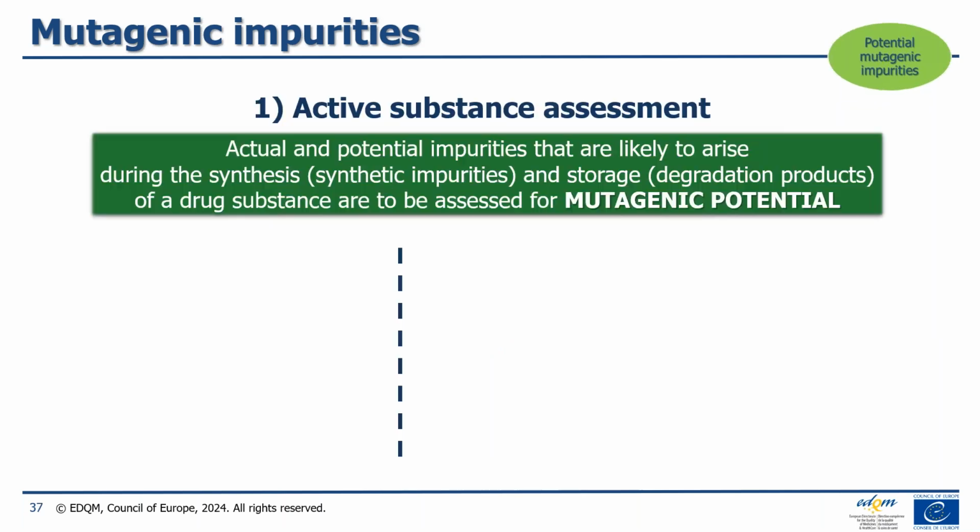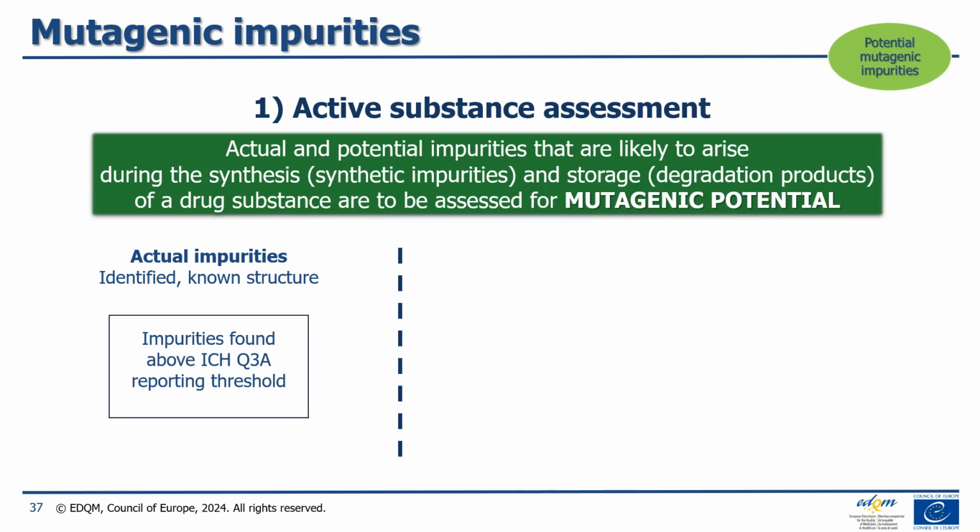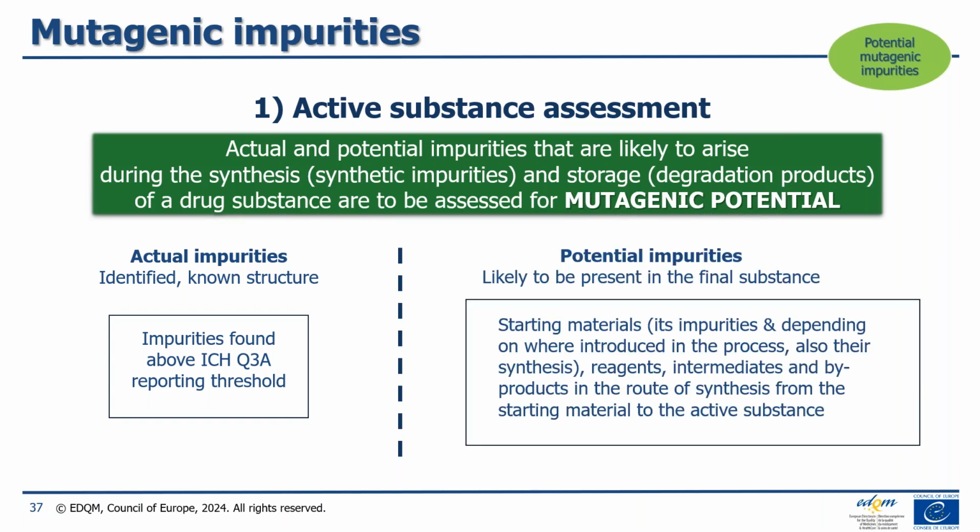So the first step is the active substance assessment, which should include all actual and potential impurities, which will then have to be assessed for their mutagenic potential. To give some clarity, actual impurities refer to those which are identified with known structures and those which are actually found at the end of your process in your final substance above ICH Q3A reporting thresholds. Then you have all other potential impurities, which are those likely to be present in your final substance.